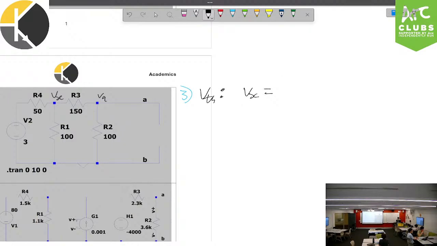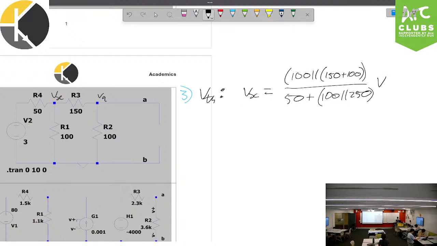So we say the voltage amount we're looking at is 100 parallel to 150 plus 100, which would be 250, divided by 50 plus the same thing. Right? And so that's a voltage division. Vin is just going to be 3. Okay? And so this is all set up. Fantastic stuff. And now we can calculate Va.